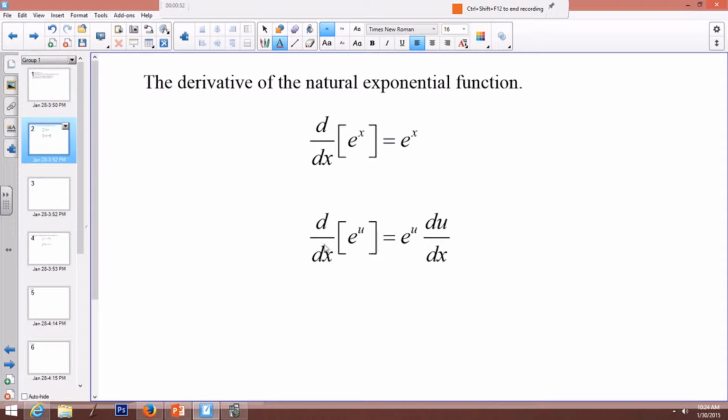And then here we have an instance of the chain rule. So if you have e to another function u, with u being defined in x, the derivative of that will be e to the u times the derivative of whatever that u is.